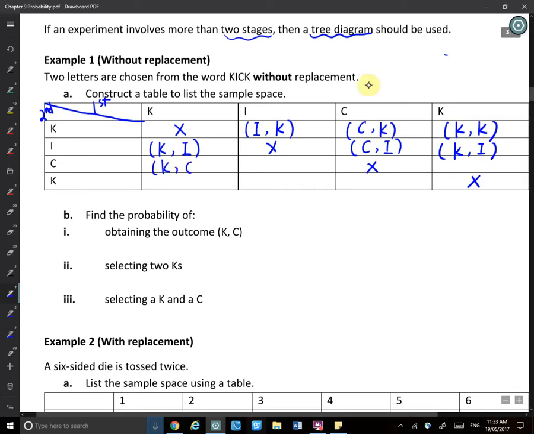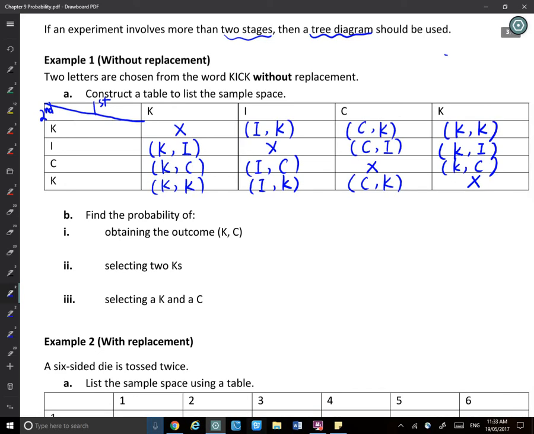You have Kc, Ik, Kk, and Ck. Okay, the order must be correct. The element from the row must be the first. Okay, the element from the column must be the second.